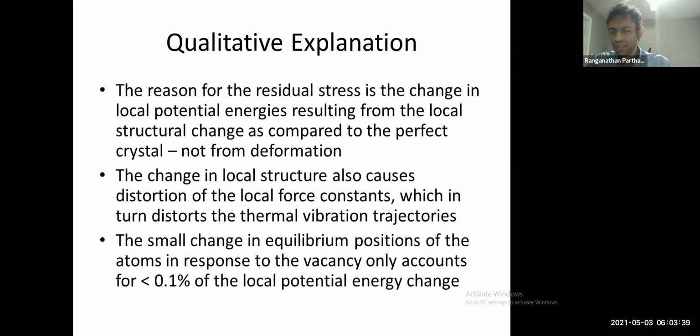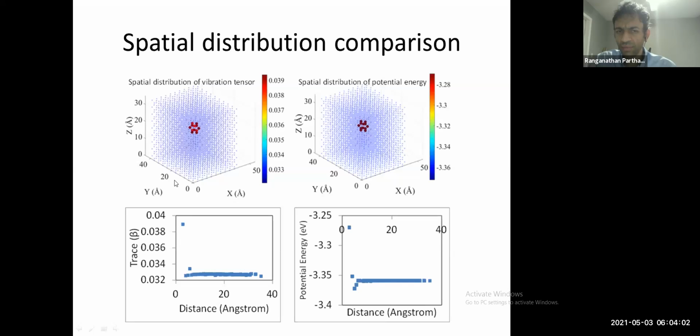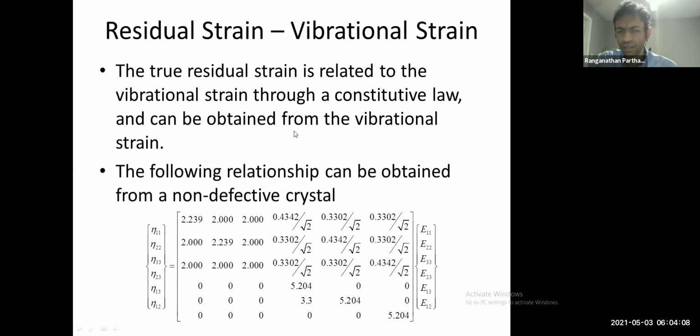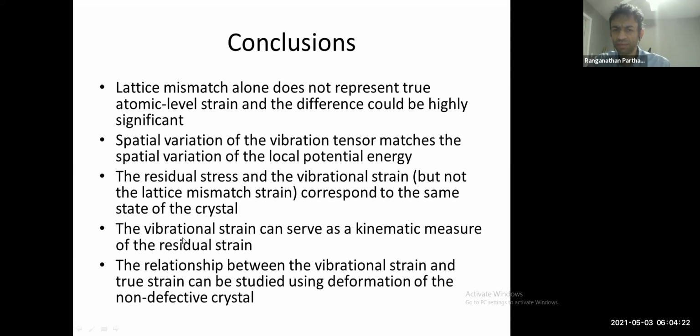The main point here is that the lattice distortion, that is the change in equilibrium positions, only corresponds to a very small energy associated with the residual stress, less than 0.1%. So therefore, it is not a sufficient measure of the atomic level residual strain. And the vibrational strain, in fact, captures the spatial distribution of the potential energy. We can also develop a constitutive relationship between the true atomic level residual strain and the vibrational strain. So therefore, the vibrational strain defined here can serve as a kinematic measure of the residual strain.